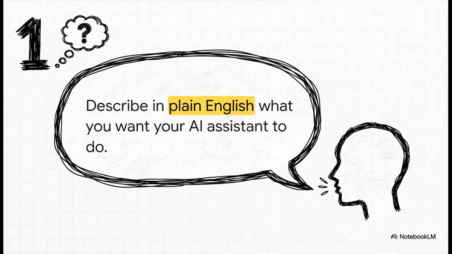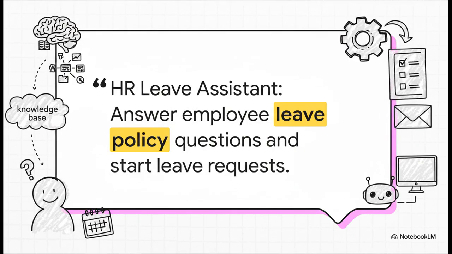All right, let's dive into step 1, define. Now, this isn't about writing a bunch of technical specs or anything like that. It's just describing what you want your AI assistant to do in plain English. So, for example, here's a perfect, really concrete description for a super common business need. Something like, HR leave assistant, answer employee leave policy questions and start leave requests. See, it's clear, it's concise, and it gives the AI its core mission right from the get-go.